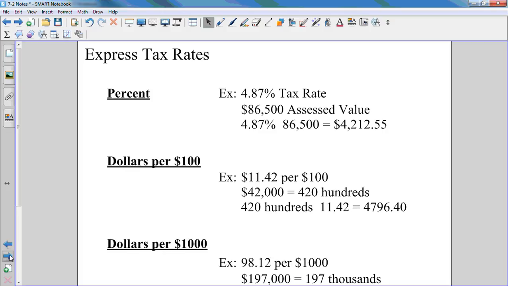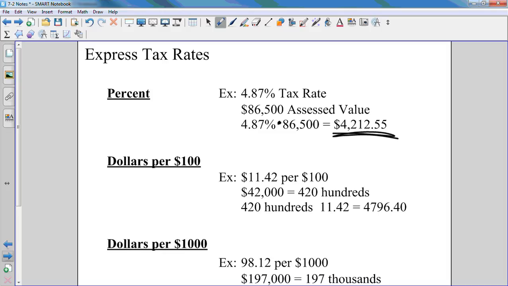So, for example, one way to express it is a percent. That's probably the easiest. If the property tax rate is 4.87%, and the assessed value of your property is $86,500, you just take your percent and multiply it by your assessed value, not your fair market value. Your house might be worth, let's say, $120,000, but you only pay taxes on the assessed value, the $86,500. Your total taxes per year are $4,212.55.